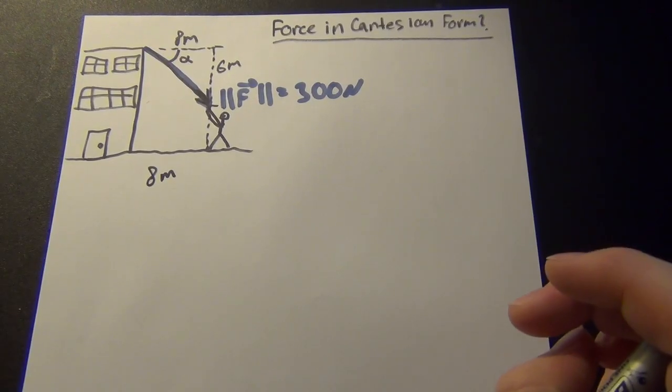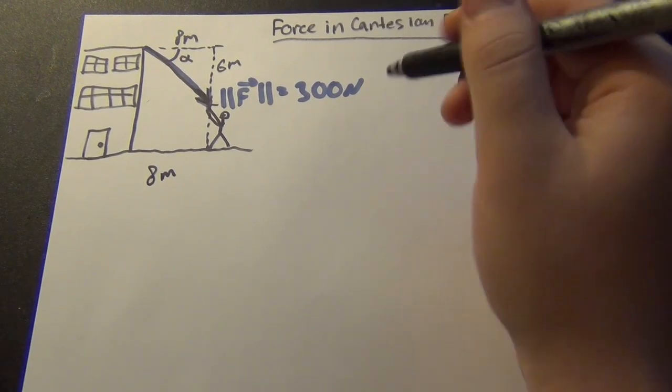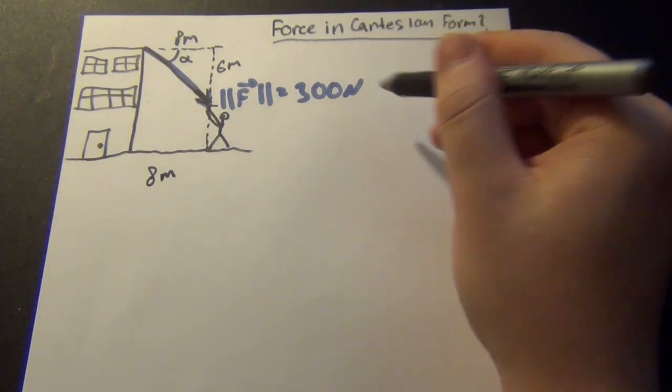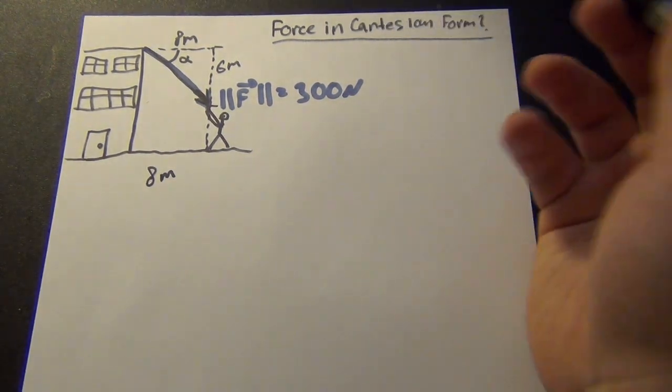Hey everyone, this is Andrew, and in this video I'm going to show you an example of how to find a vector in Cartesian form when you're given its magnitude and the direction that it happens to be facing.